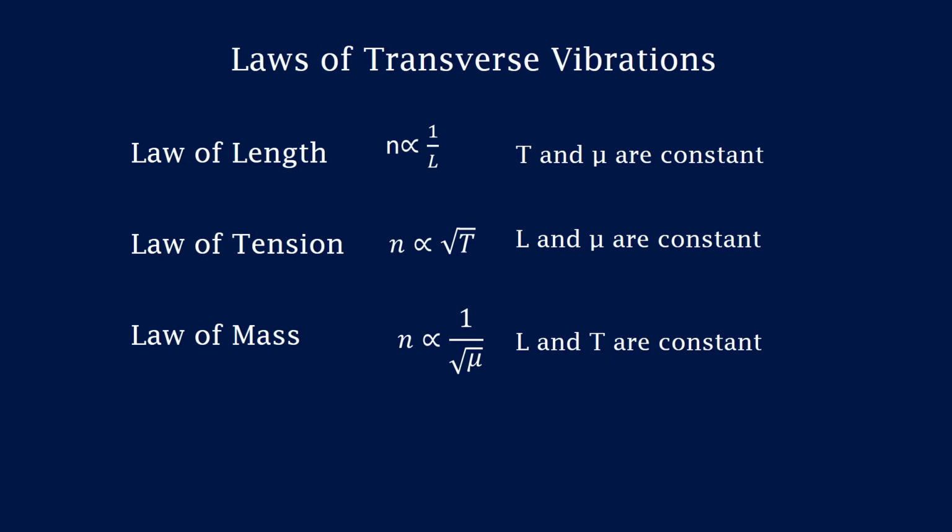Law of tension. For constant length L and mu, the fundamental frequency is directly proportional to the square root of tension, that is N is directly proportional to root of T. Law of mass. For constant L and T, the fundamental frequency varies inversely as the square root of the mass per unit length of wire, that is N is directly proportional to 1 upon under root mu. This law provides valuable insight into the behavior of vibrating strings and facilitates a quicker understanding of related concepts.